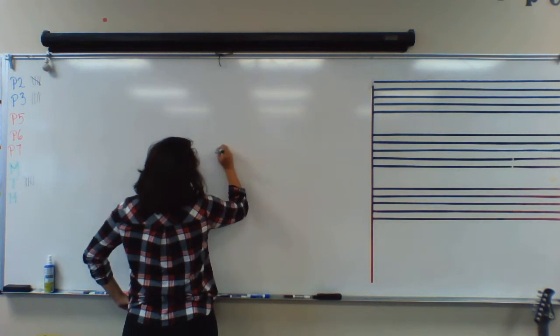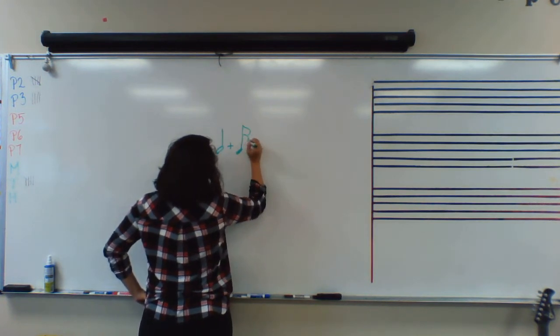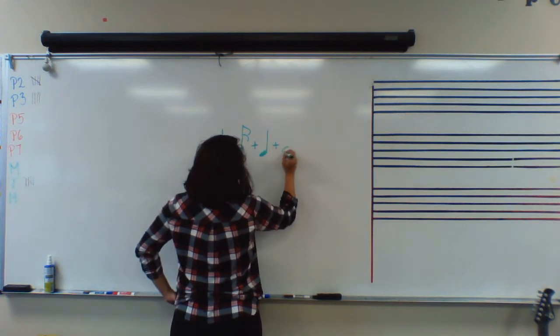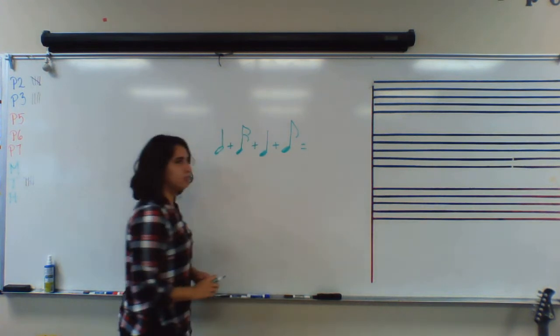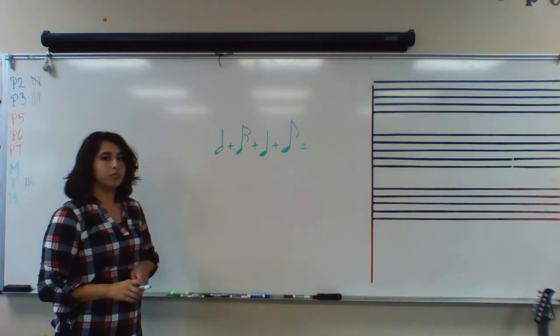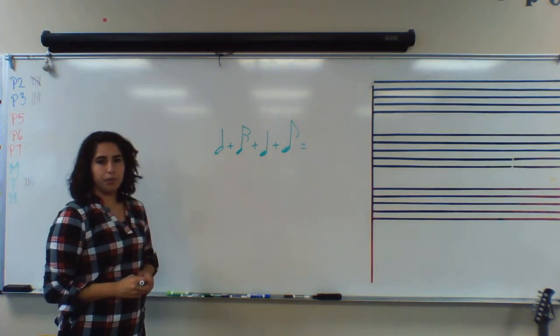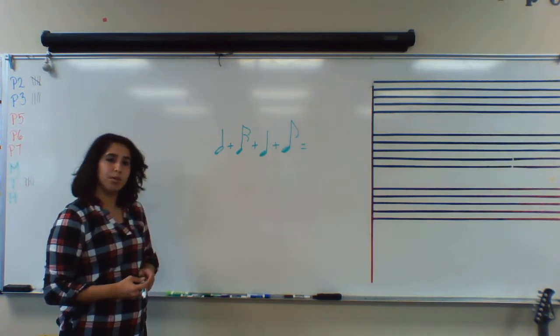How about a half note plus a 16th note plus a quarter note plus an eighth note? What could that mean? Or not what does it mean? It's just how many is it? How much is it?